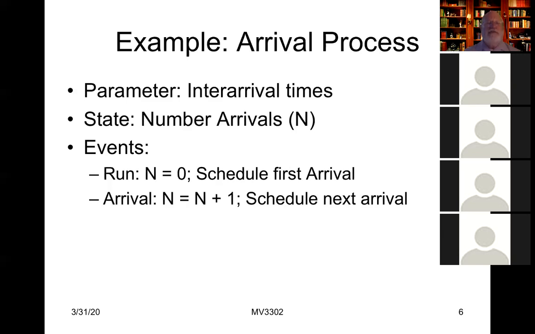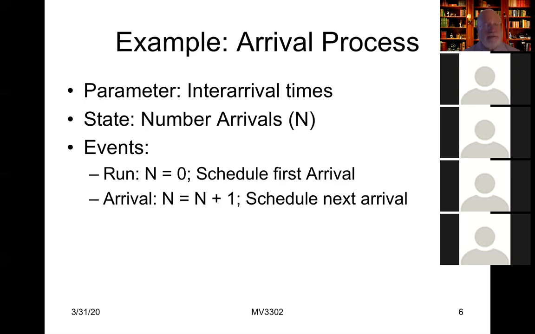Okay, so we saw an example yesterday of this arrival process. In a way, this is kind of the hello world of discrete event models. It's the simplest possible one. It has one parameter, which consists of a sequence of inter-arrival times. It has one state, which is just the number of arrivals, n, which is initially 0. And every time we get one of these arrival events, we're just going to increment this arrival counter.